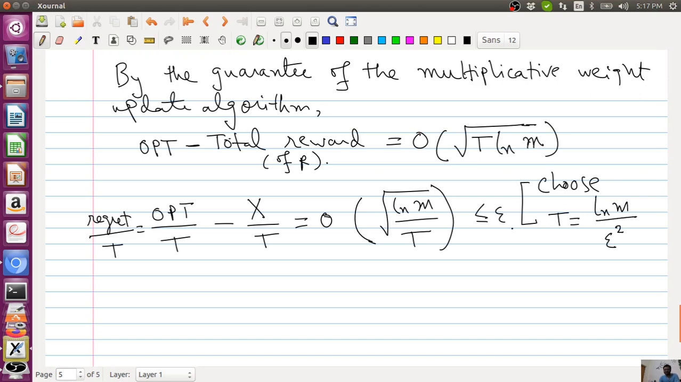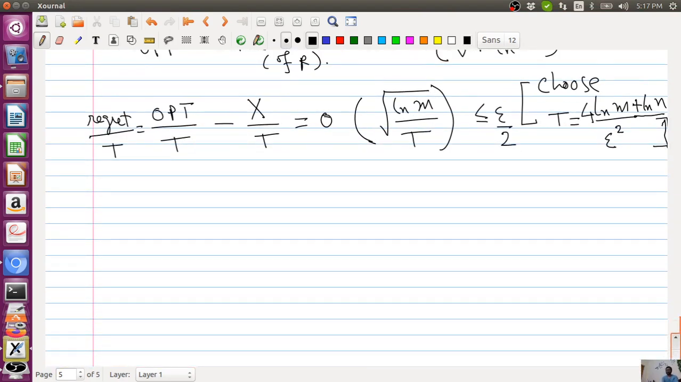But you see, I will need the same guarantee when I talk about the column player, but the column player has n actions. So let's choose T large enough so that even for the column player, the average regret is upper bounded by epsilon. So let's choose T to be log m plus log n divided by epsilon square. Yeah. So let's put a 4 here maybe and put epsilon over 2 here. So I choose T large enough so that the average regret becomes epsilon over 2.